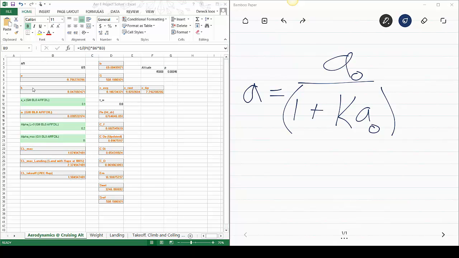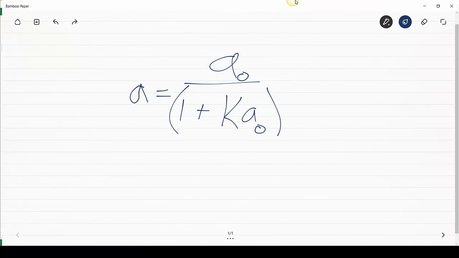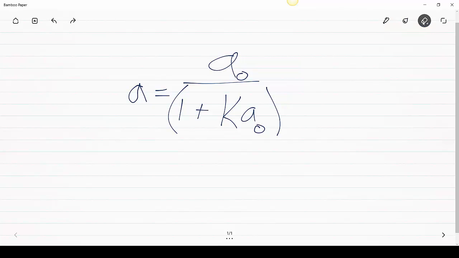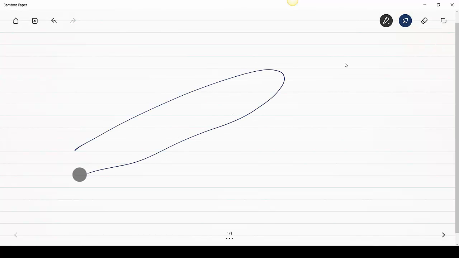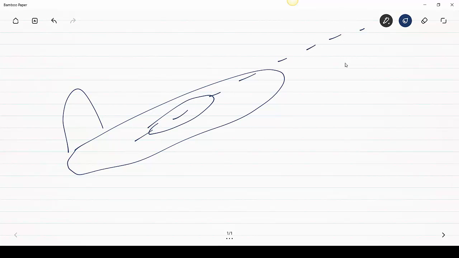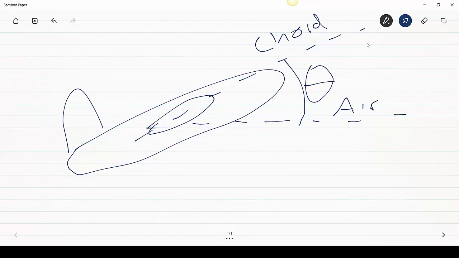Now in order to solve for our actual lift coefficient value, we need two more values from our airfoil data, and they're going to be noted in the spreadsheet as alpha L equals 0 and alpha max. These two values note two angles of attack of the airplane. For those of you who are unfamiliar with what an angle of attack is, here's a visual representation. We're going to have the body of our airplane and the wing, and this dotted line represents the chord line of the wing, and this dotted line represents the airstream, and this angle right here is our angle of attack.